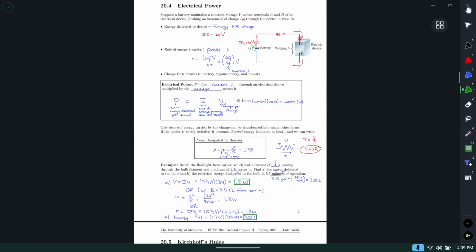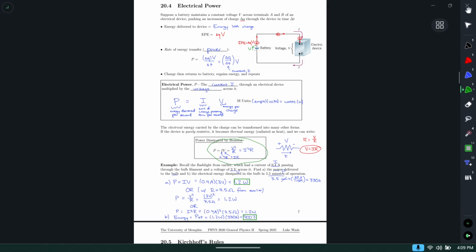P equals IV. That is the relationship between power, the amount of energy transferred per second, and current and voltage. It's a general relationship for any electronic device whatsoever. For resistors, though, it has these special values, V squared over R and I squared R. So you can use any of those three and you should get the same answer for a resistor. If you don't, that means you used the wrong value for either I or V.